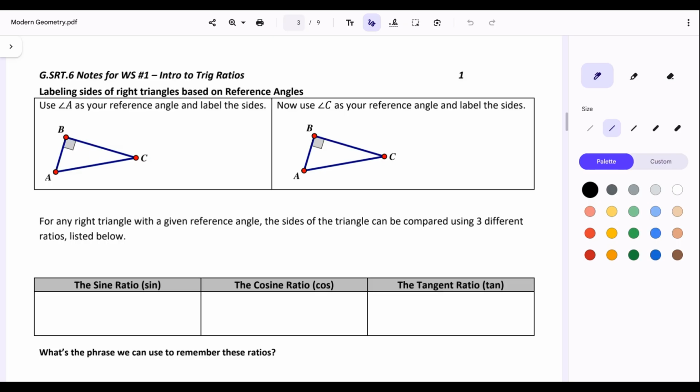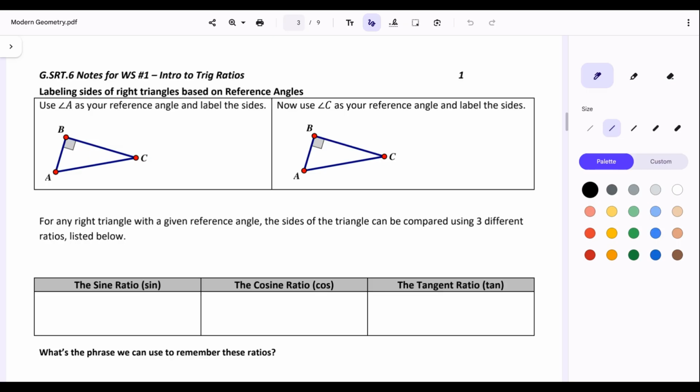But we also talked about in that activity what a reference angle is. Remember, a reference angle is the angle that you're picking in the triangle to be your vantage point when you're basing everything on the adjacent and the opposite side. Remember, your hypotenuse is always going to be the same side regardless of where your reference angle is, because it's always across from the 90-degree angle. But depending on what angle is your reference angle, that's going to change what side we label as opposite and what side we label as adjacent, okay?